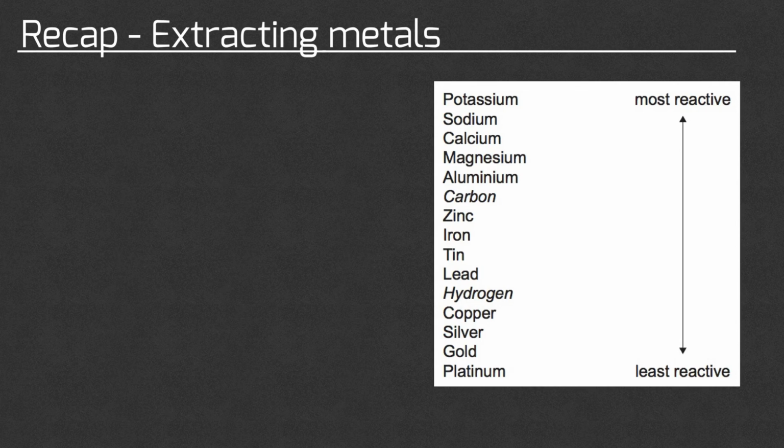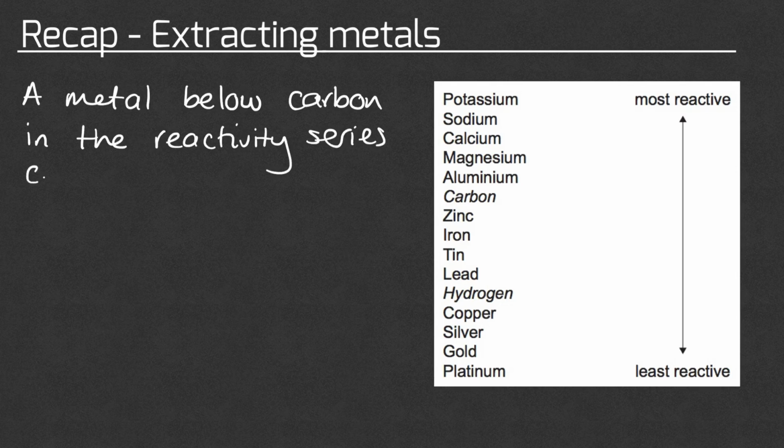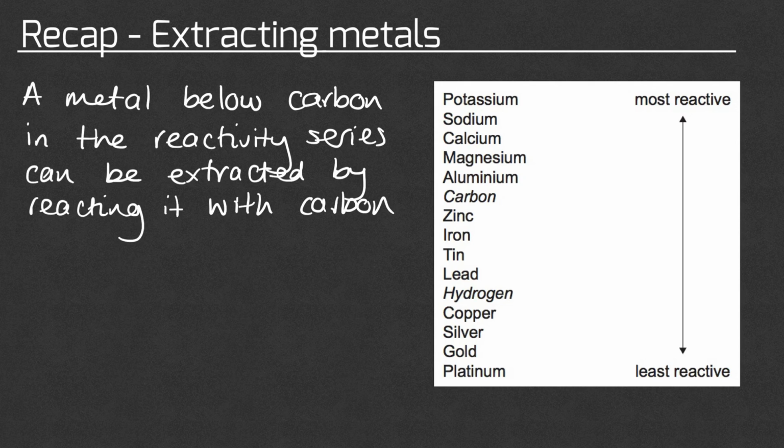So earlier in this topic, we looked at how we can extract metals using carbon. We're going to quickly recap that process. So a metal which is below carbon in the reactivity series, so zinc and all the metals underneath that, can be extracted from their ores by reacting it with carbon. Remember, a metal ore is a rock which contains enough of the metal in that rock to make it profitable to extract the metal.